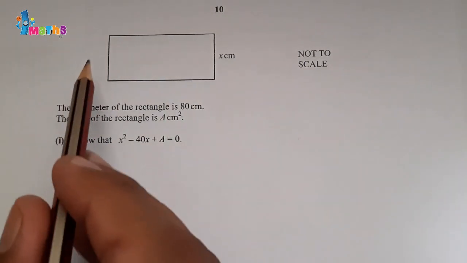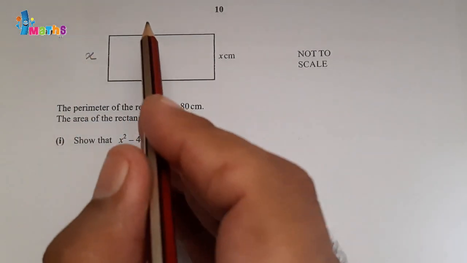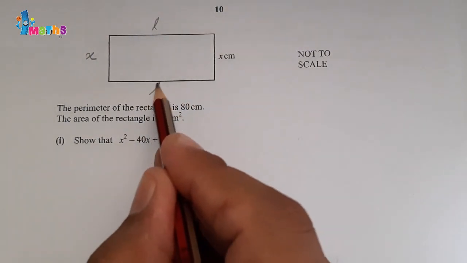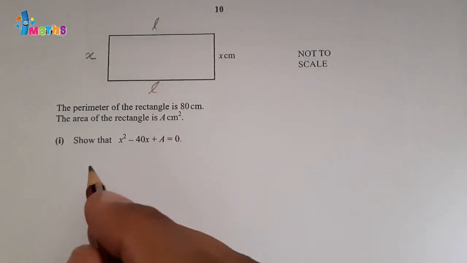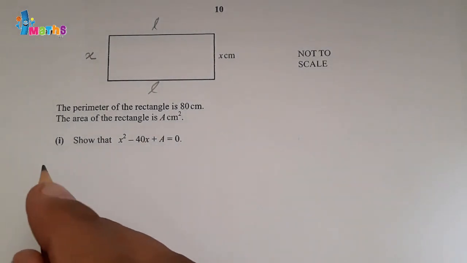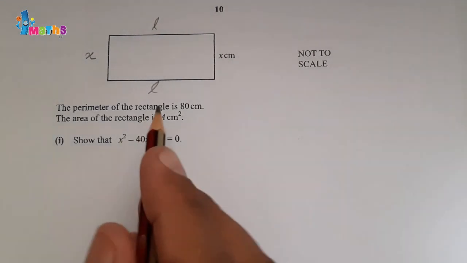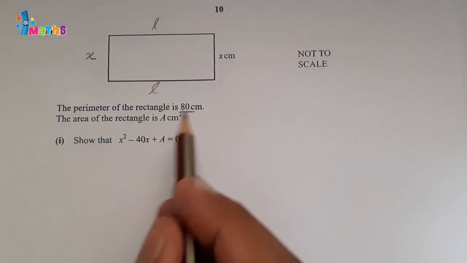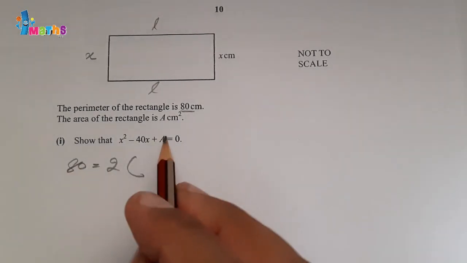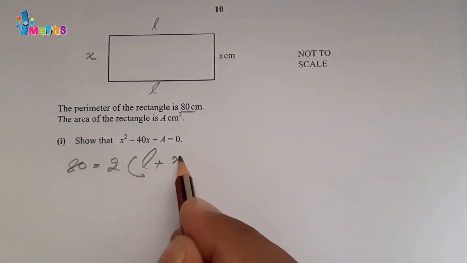This side is x, so as it is a rectangle, this side will also be x. Suppose this is the length and it is equal to L. This side will also be L. So by formula we can write perimeter, which is given as 80. So perimeter is equal to 2 into length plus width, which is x.